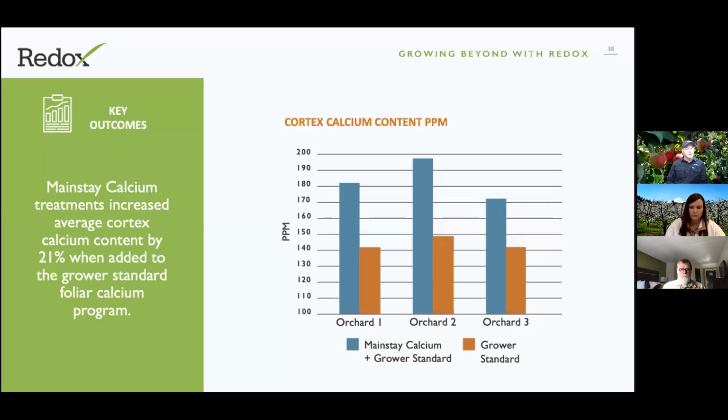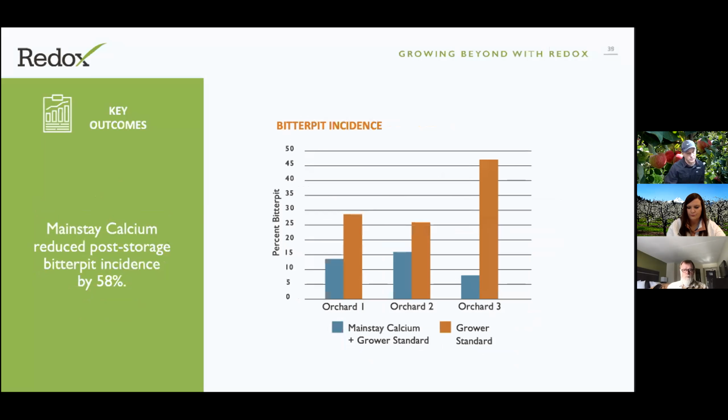In 2019, we did this in several different areas, and these are the results from those grower-based trials. In 3 different orchards, we sampled fruit at harvest time, took it in and had the lab remove the skin and the core and just look at cortex calcium content. Over the different orchards, the average was about 21% improvement in cortex calcium content. And these were Honeycrisp. Bitter pit incidence was correlated nicely with that improvement in calcium content, and the average reduction was 58%.